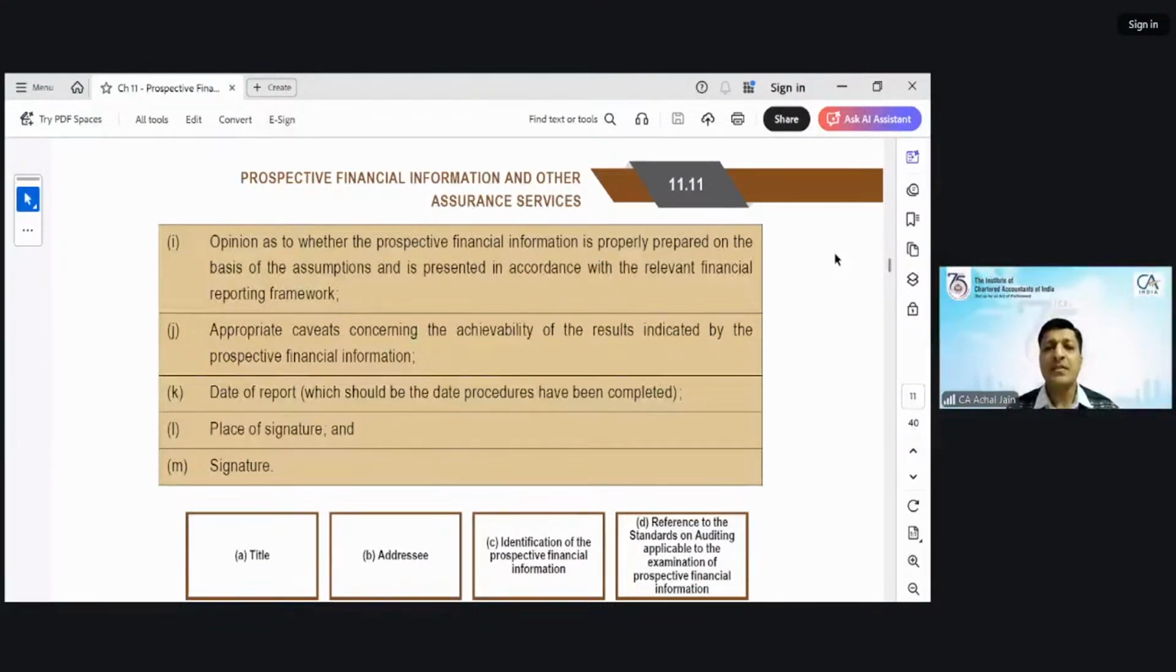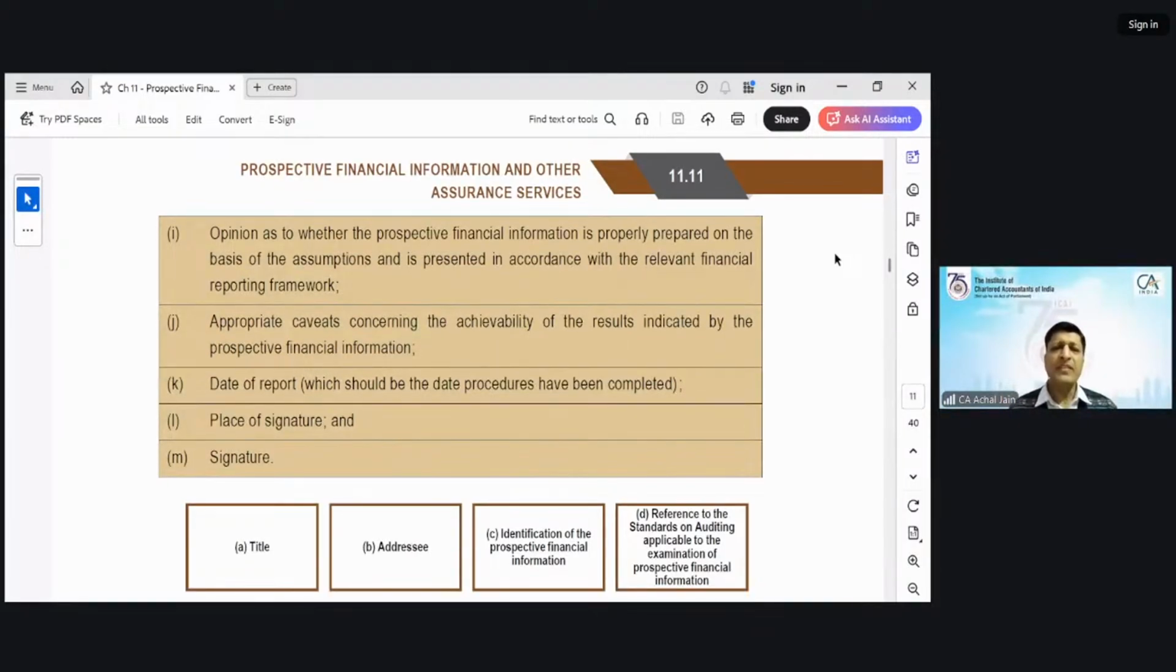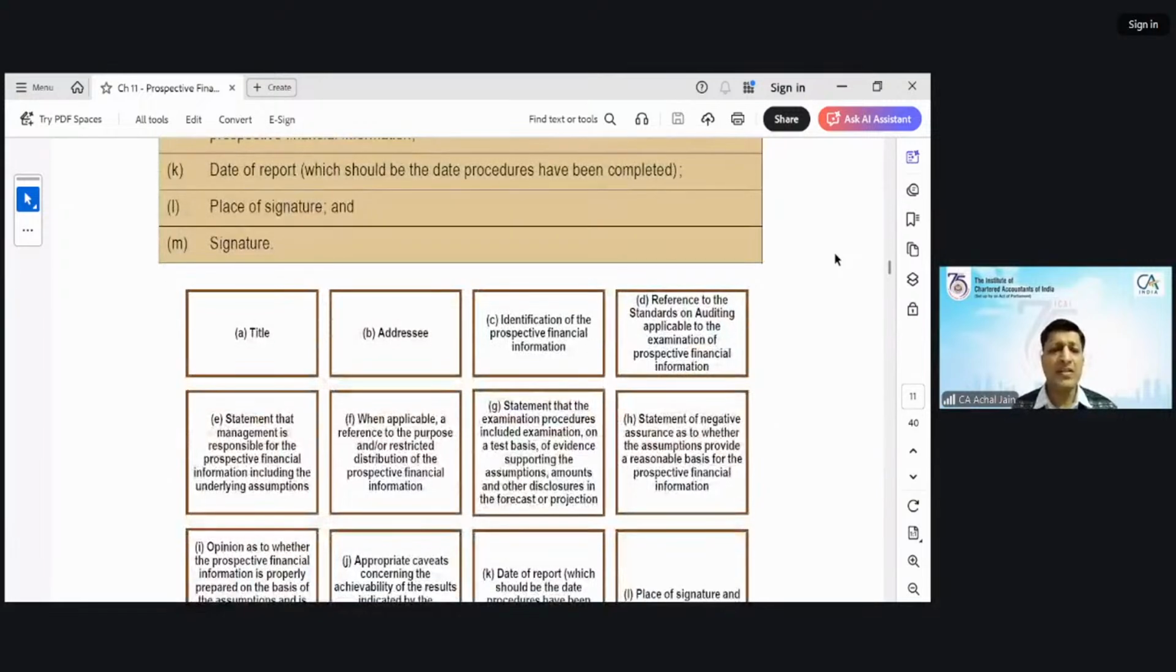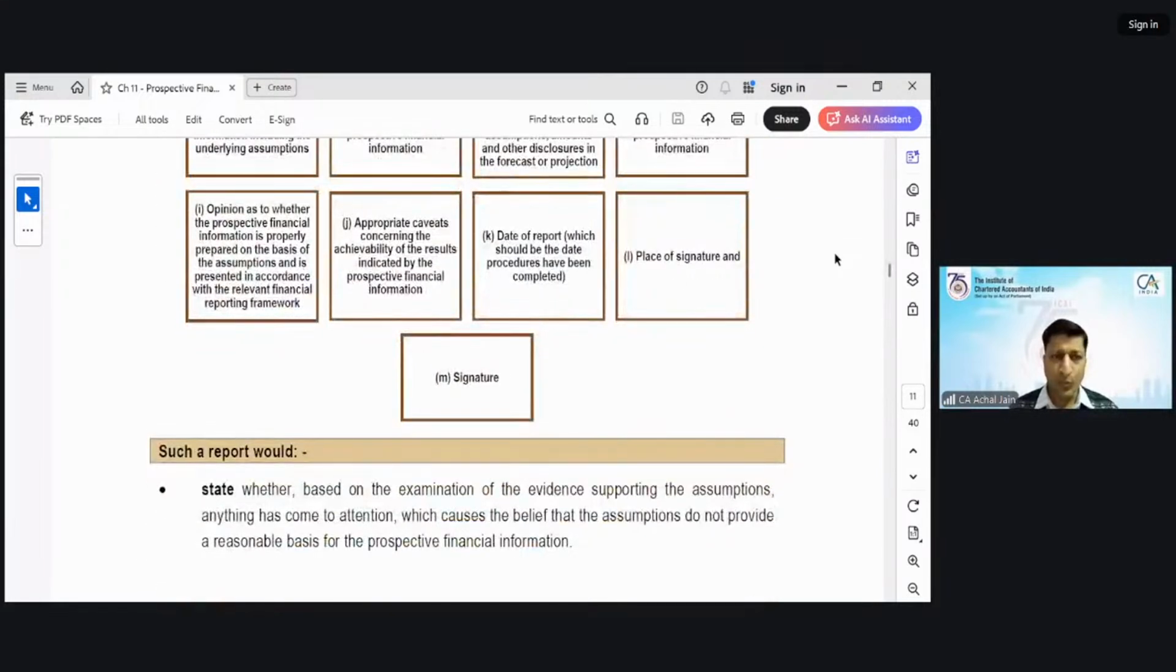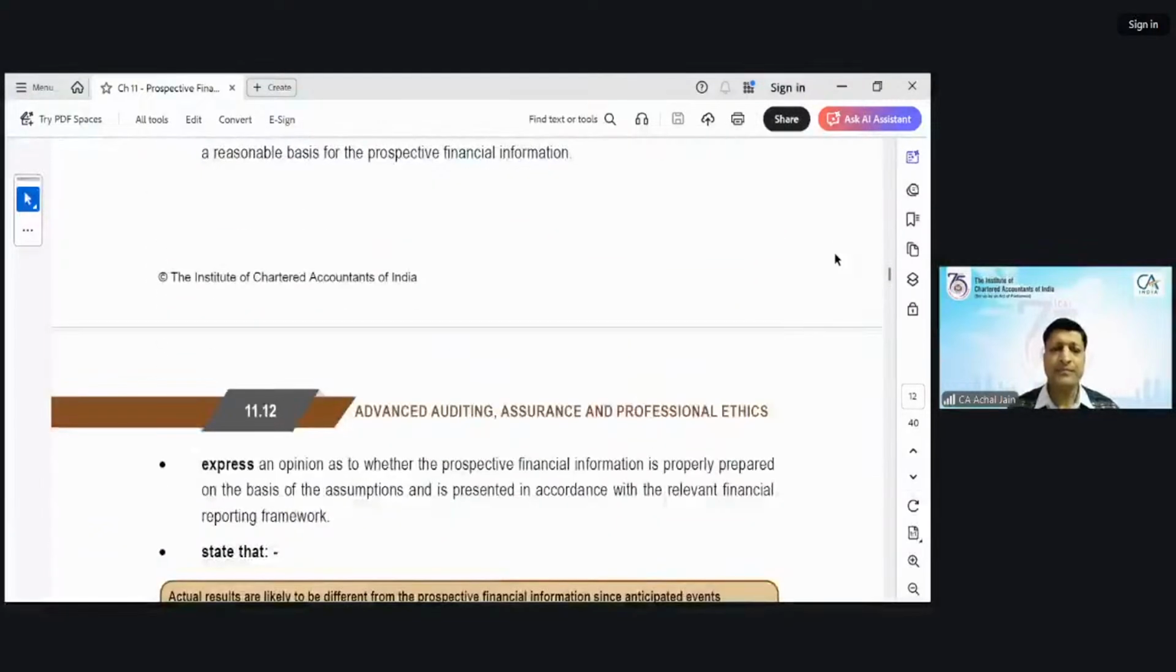Appropriate caveats concerning the achievability of the results, because we are talking about the future. As we discussed, it is not necessary that the information provided will always be the actual one. It may always differ from the actual one. Then the date of the report, and then the date, place and signature to conclude this, right?